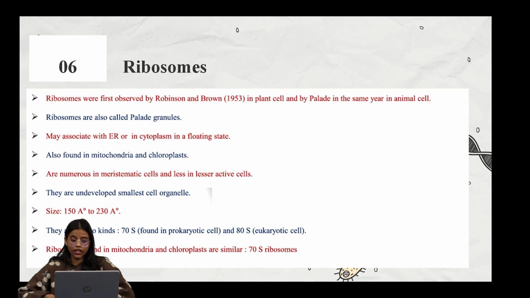It is also found in mitochondria and chloroplasts, and is numerous in meristematic cells and less in cells with lesser activity. They are the smallest cell organelles, and their size is from 150 Å to 230 Å. They are of two kinds: 70S, which is found in prokaryotic cells, and 80S, which is found in eukaryotic cells. Ribosomes found in mitochondria and chloroplasts are similar to 70S ribosomes.